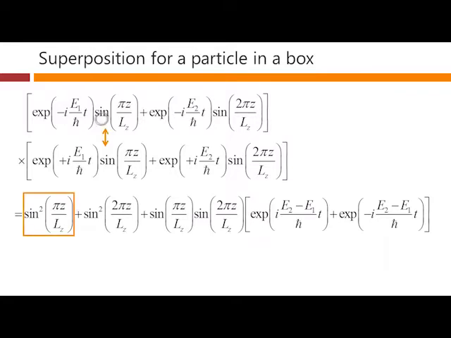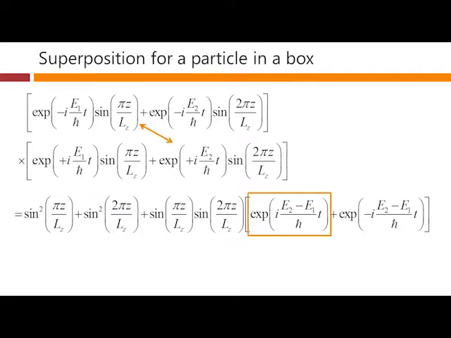First of all, multiplying this term by this term just gives us sine squared of pi z over Lz. That's because multiplying e to the minus something times e to the plus the same thing with these i's in here just gives us 1. These two terms just multiply to 1. Similarly, multiplying this term and this term, we get a sine squared 2 pi z over Lz here, and these two complex exponentials just multiply up to 1. So we get sine squared pi z over Lz.